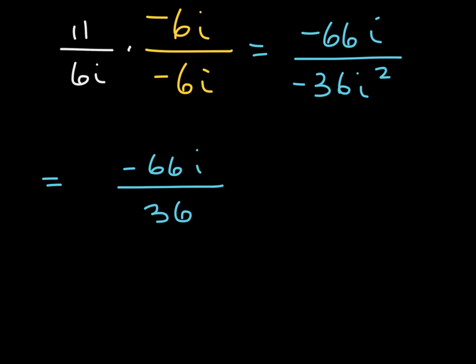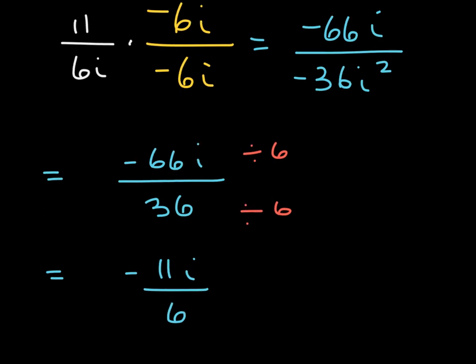The GCF between 36 and 66 is 6. So I'll divide, let me write this for us. I'm dividing by the GCF. I'm going to divide by 6 in the numerator and denominator, of course. And negative 66 divided by 6 is negative 11i. And then 36 divided by 6 is 6.